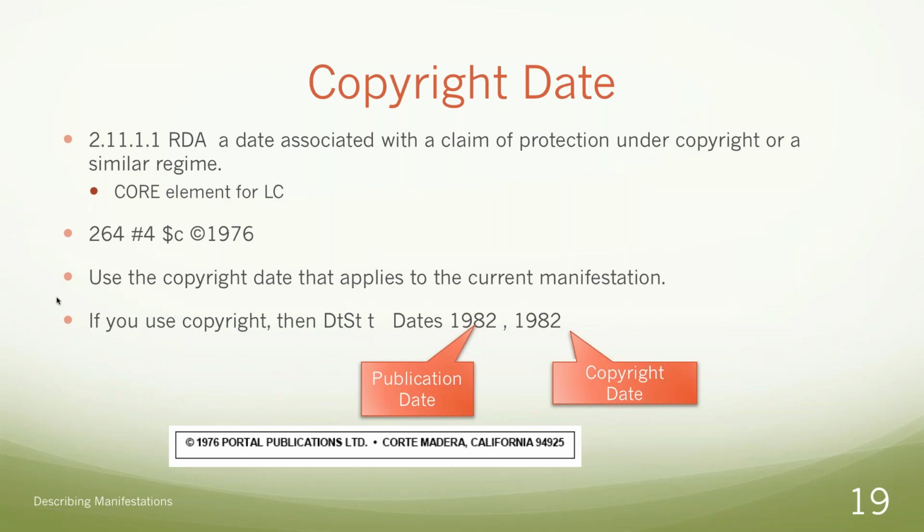In the fixed fields, there are 2 date fields. So keep in mind that your date status, the DTST that you see, will have the code T when you've got a publication date and a copyright date, regardless of whether your pub date is inferred or not. And then you would just record the publication date in the date 1 field and the copyright date in the date 2 field.